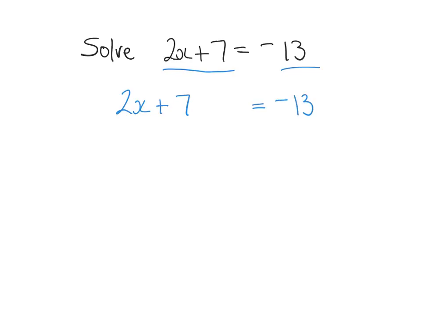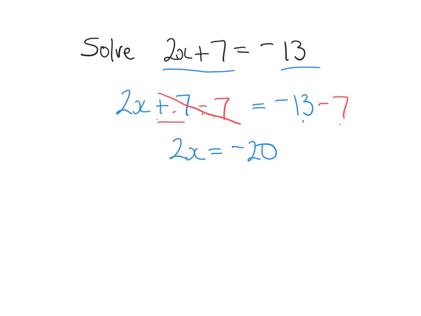I'll undo this +7 with a -7 on both sides. Now +7 and -7 are opposites. The minus undoes the plus and they should cancel out. That will leave us with 2x on the left hand side. Now -13, take away another 7 is -20. So now we're a step closer to answering the question.